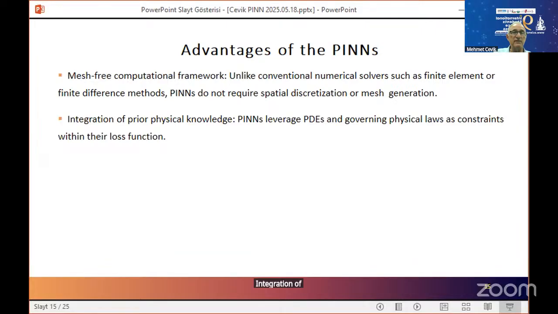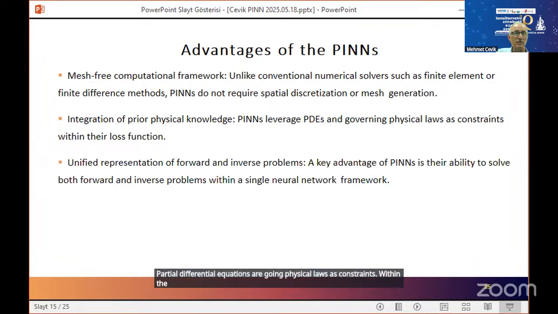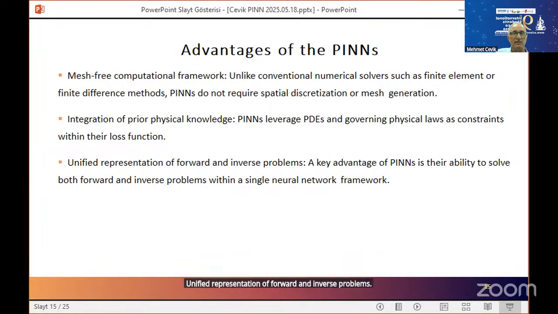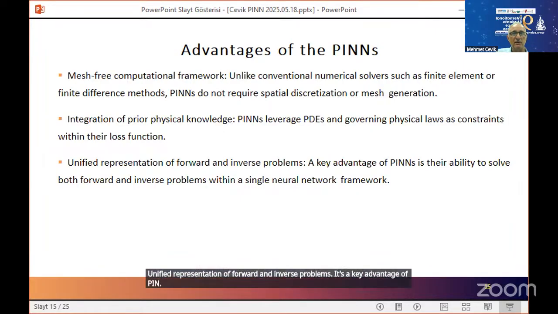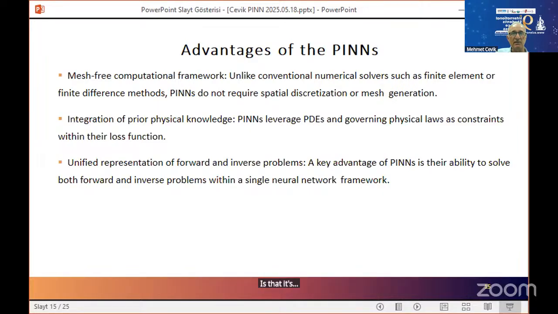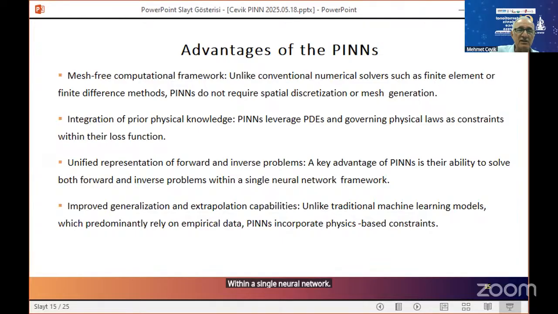Integration of prior physical knowledge is another advantage. PINNs leverage partial differential equations and governing physical laws as constraints within their loss function. Unified representation of forward and inverse problems is a key advantage of PINNs: their ability to solve both forward and inverse problems within a single neural network. Improved generalization and extrapolation capabilities, unlike again traditional machine learning models, which predominantly rely on empirical data.